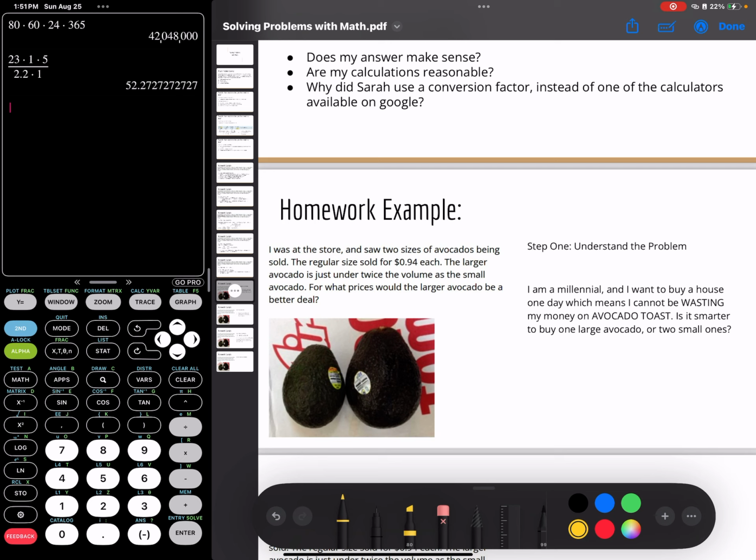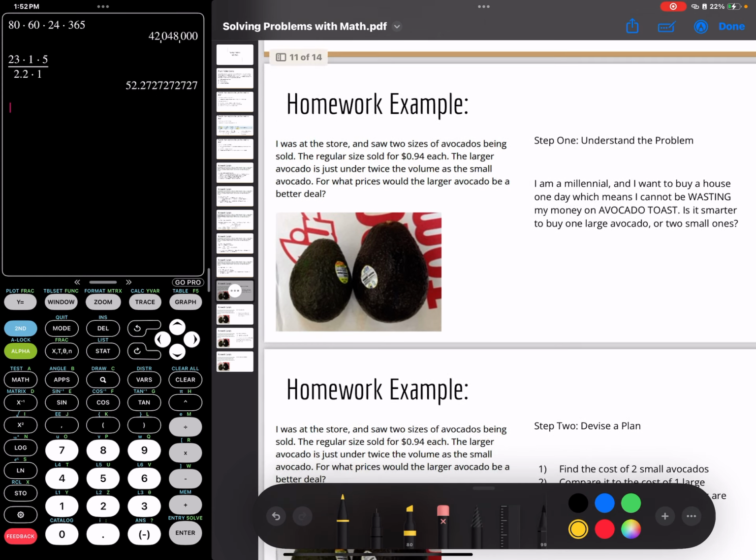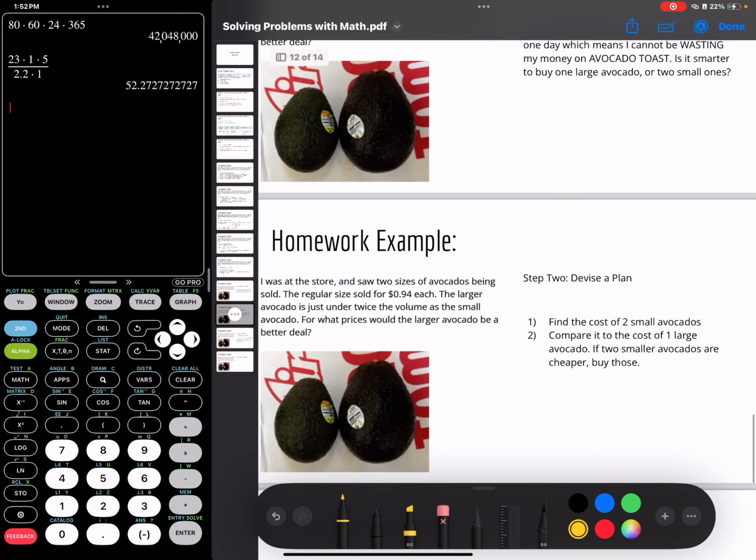Save some money here. All right, so we have to understand the problem. The problem is that I'm a millennial. I want to buy a house one day. I cannot be wasting money on avocado toast, okay? I need to know, is it smarter to buy 1 large avocado or 2 small ones? Okay, I want to know. I want to save myself some money.